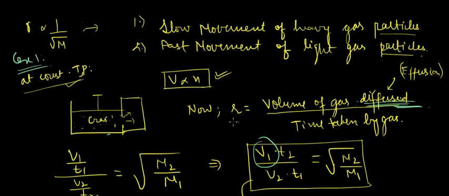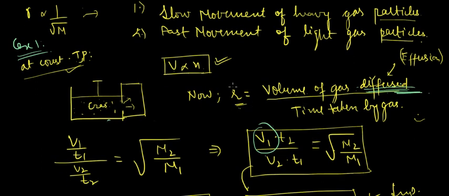Now the rate can be written as volume of gas diffused divided by time taken by the gas to do the same. Why are we saying this? Because V is directly proportional to n. As we are talking about constant temperature and pressure, rate would be nothing but volume of gas diffused divided by time taken. So from here we can write that R is equal to V diffused divided by time taken of the gas.